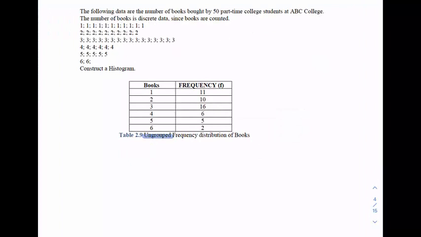So let me go back over here to the problem. It says the following data are the numbers of books bought by 50 part-time college students at ABC College. The number of books is discrete, and since the books are counted, counted and discrete go hand in hand with one another. All right, construct a histogram.